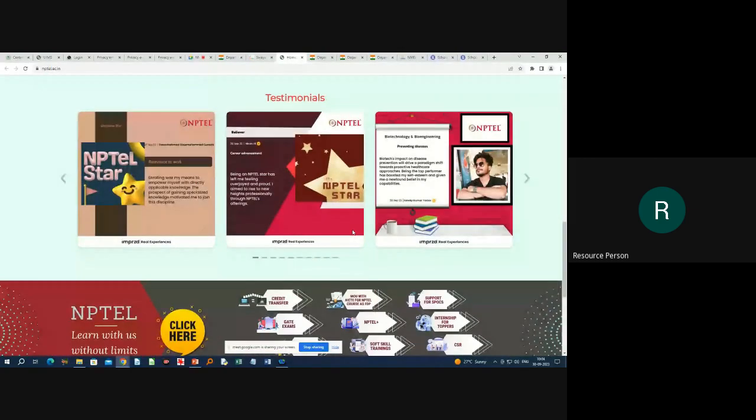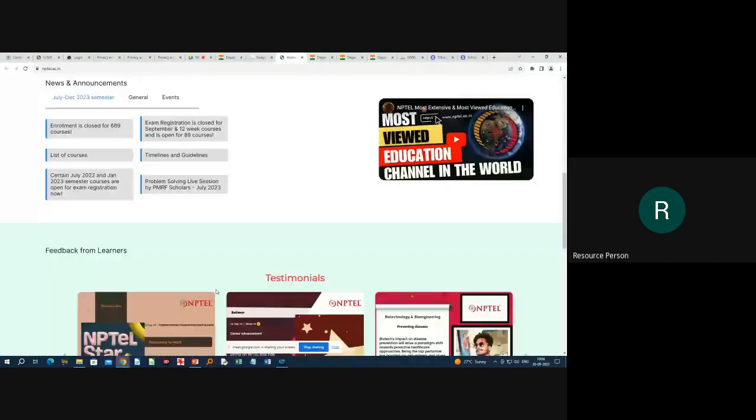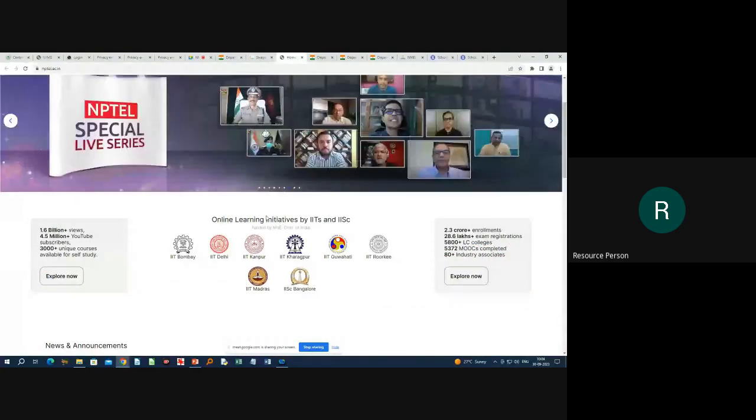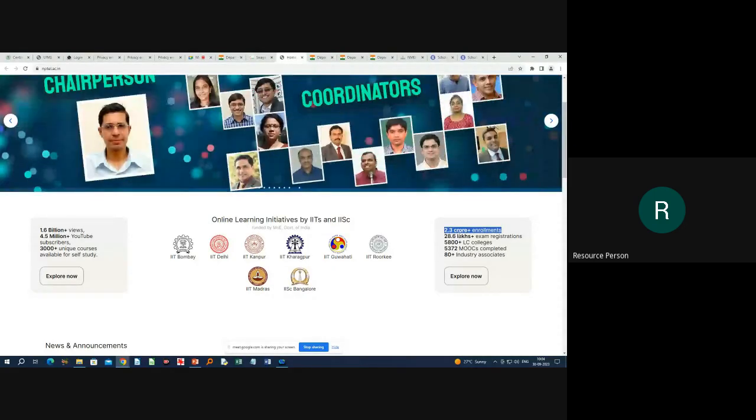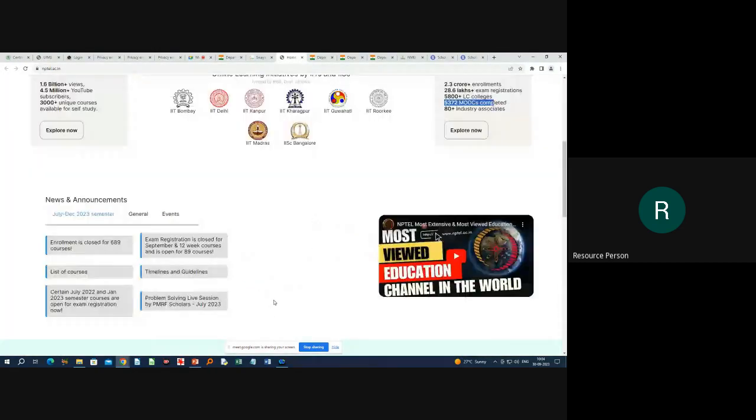So it has various videos and live sessions. The NPTEL hard disk can be acquired and then put on a server made available in the entire institution, and so on. All of that is there. So please browse through these NPTEL resources, and these are all the institutes. You can see here 2.3 crore plus enrollments have happened. They also conduct exams. They offer MOOCs. 5,372 MOOCs have been completed. So this is another resource.